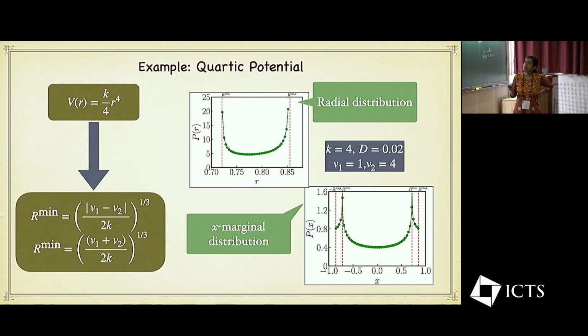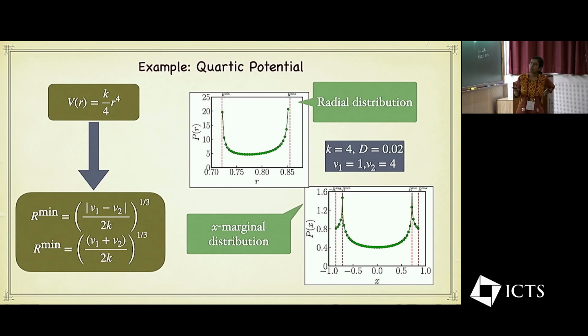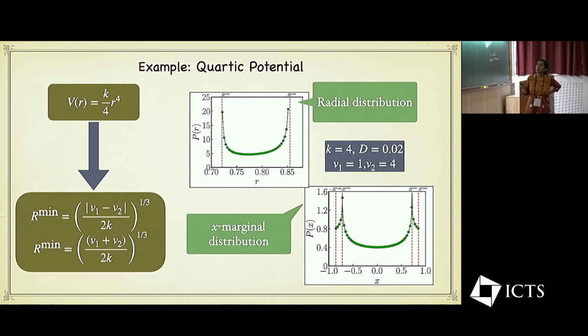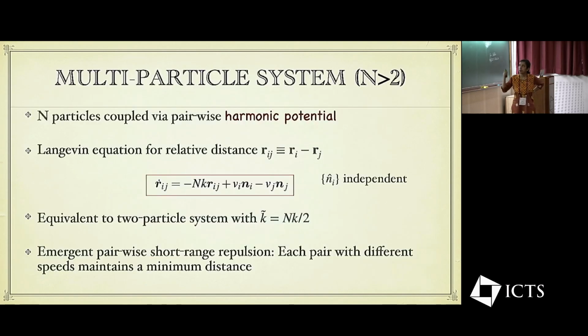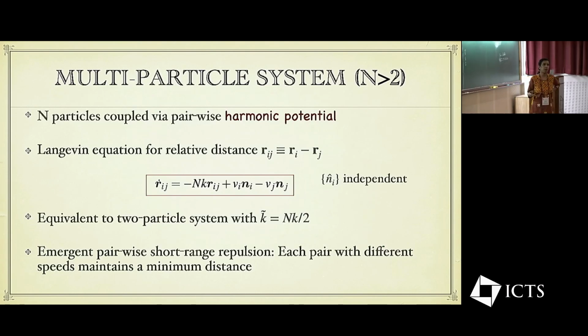Okay, so let's take again the example of the quartic potential. In that case, the minimum and maximum are given by this. And once again, this is a plot obtained from numerical simulations of P of r, the radial distance between two particles only. Again, we see two peaks at this r min and r max, and they cannot come closer. The x marginal also has a qualitatively similar behavior to the harmonic case, with two peaks at r min. So, so far we saw that two particles can repel each other if their speeds are different.